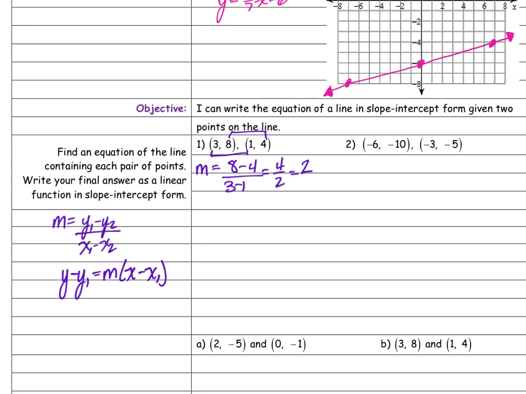I usually like to choose the smallest point just because the math is easier on the smaller point. So I'm going to choose this one. It doesn't matter which one you choose because at the end, when I get to slope-intercept form, they will be exactly the same equation, because they're both on the same line. But right now, I just have to choose one of the 2 points.